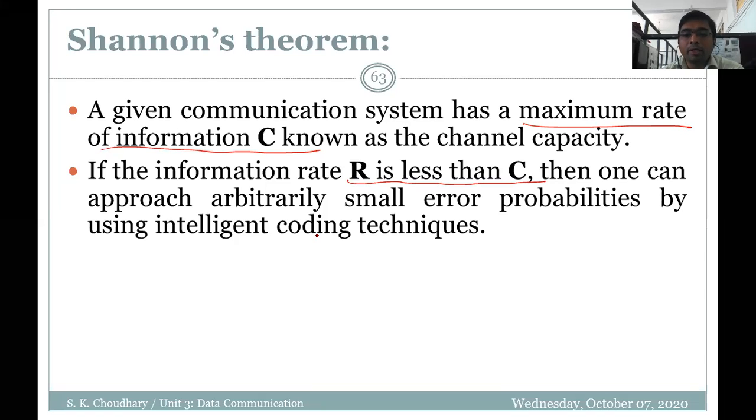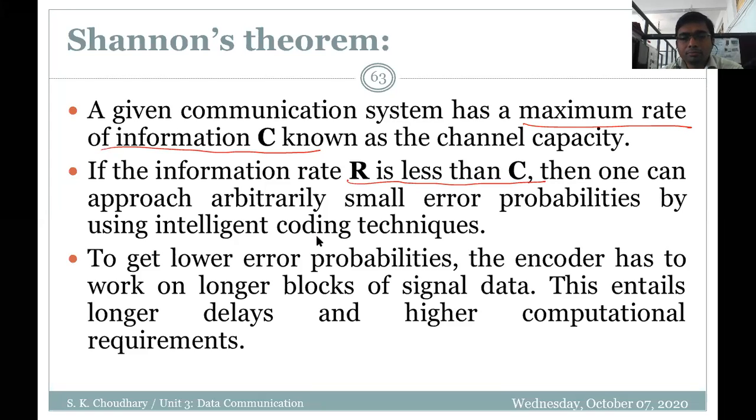There are lots of coding techniques available. We have learned some channel coding techniques in the previous chapter, and some source coding techniques we will learn in the upcoming lectures. Whichever coding technique you use, it will decrease the probability of error but cannot completely eliminate it. And this is only possible when your information rate is less than channel capacity.